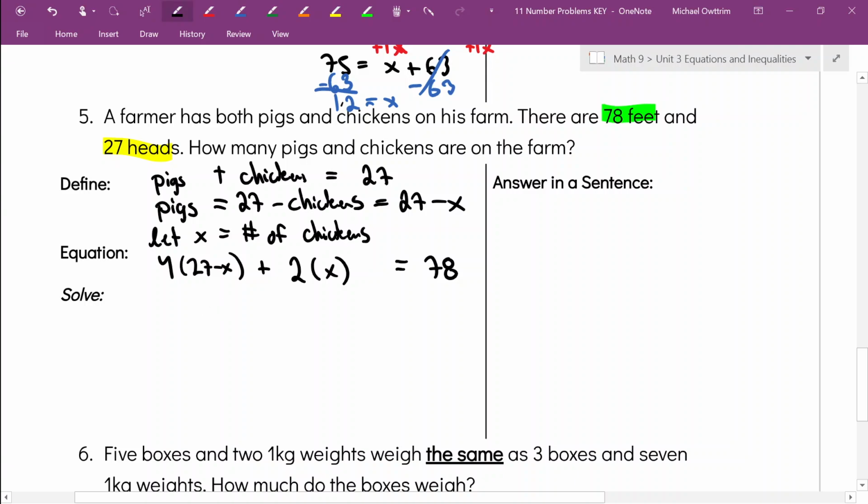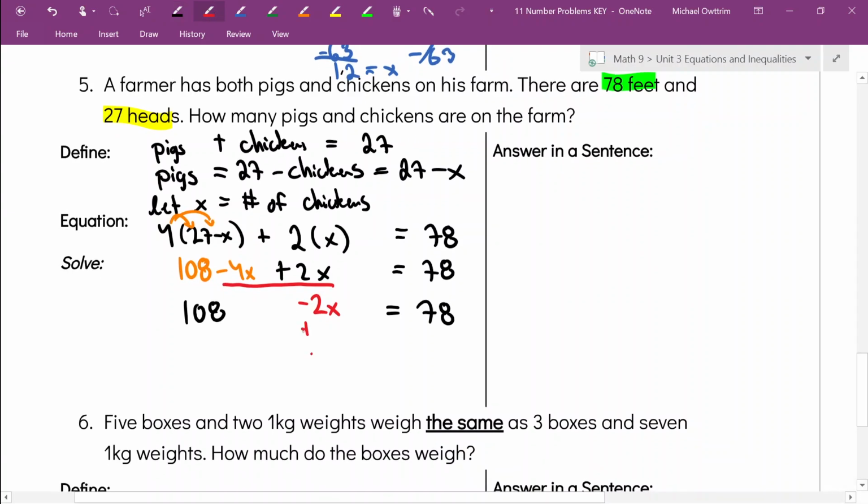Okay, so let's do our calculation. We need to start with our expansion of our brackets. 4 times 27. Well, 4 times 20 is 80, plus another 28 is 108. And then we also have our minus 4x. 2 times x is just 2x. And then on the other side, we still have our 78. Let's next do step 2. So collecting our x's. Negative 4x plus 2x is negative 2x. And that'll be equal to 78.